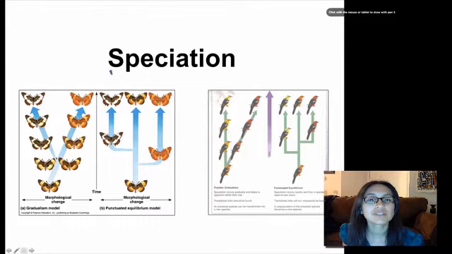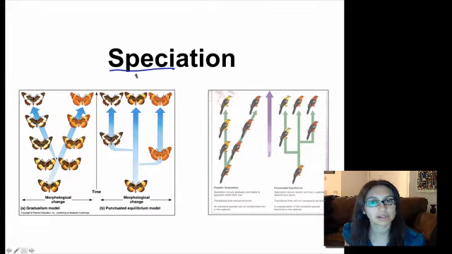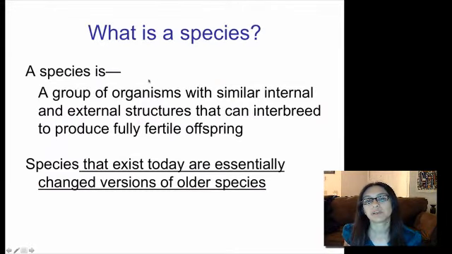Hey Mustangs, in these notes we're going to take a look at the process of speciation, and the key word here being species. So before we actually get into speciation itself, we're going to step back and refresh our memory about what a species is. A species is a group of organisms so similar that they can mate and produce fertile offspring.